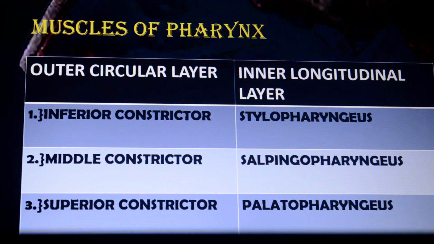The muscles of the pharynx, for the activity of the pharynx to engulf and for the peristaltic movements, are mainly two: outer circulars and inner longitudinals. The outer circulars are the inferior, middle and superior constrictors, and the inner are the stylopharyngeus, salpingopharyngeus and palatopharyngeus.